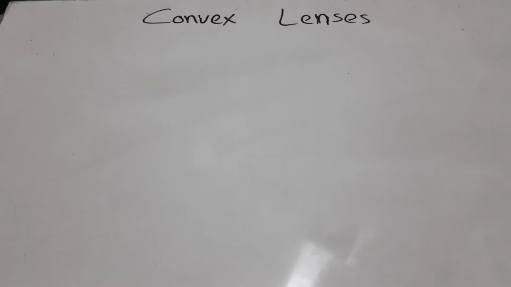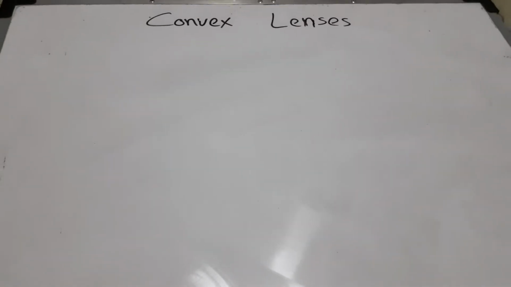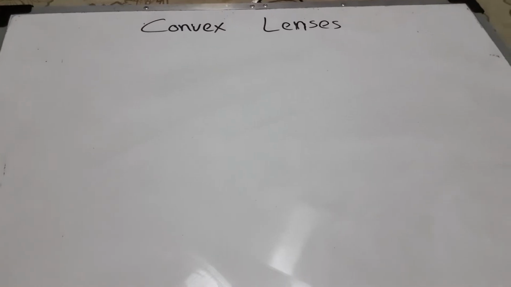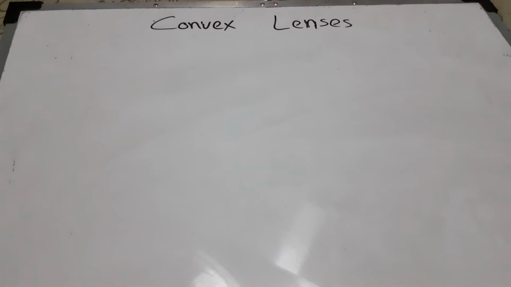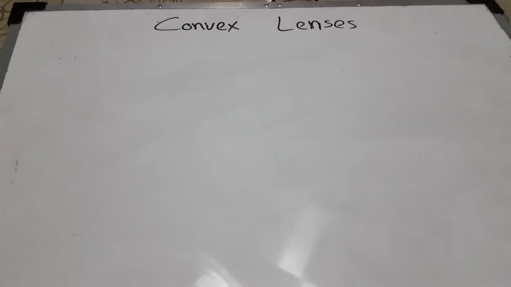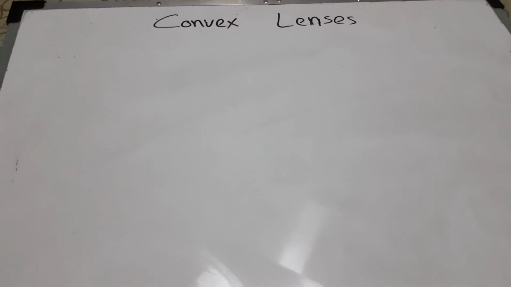Let's see the images formed by convex lenses. In convex lenses, when the distance between the object and the lens differs, the size, the shape, and the nature of the image will also change. Let's take a look at it.